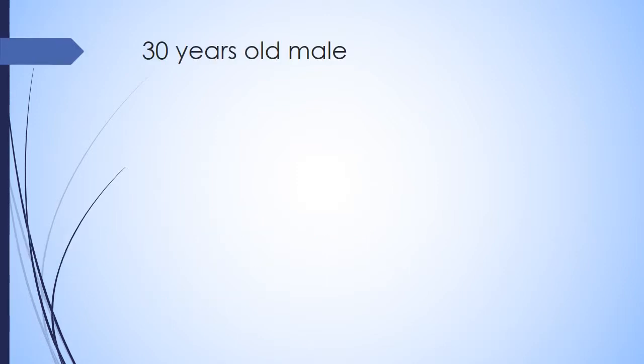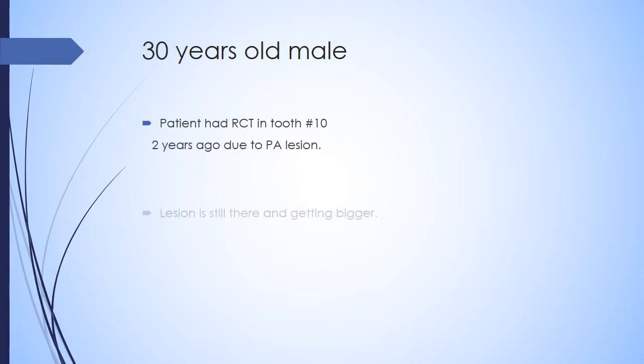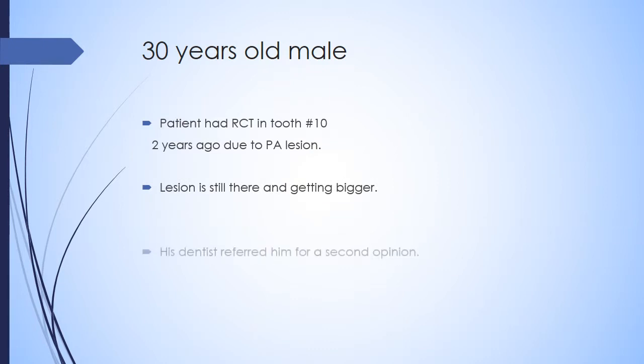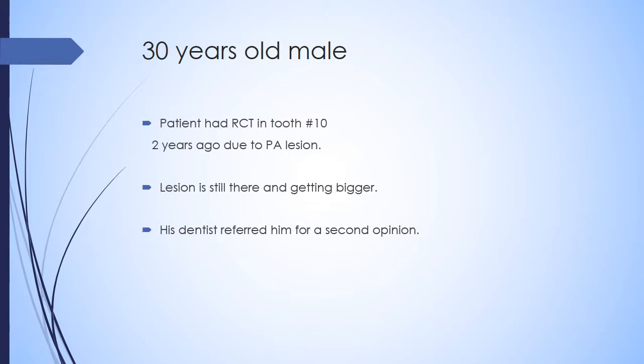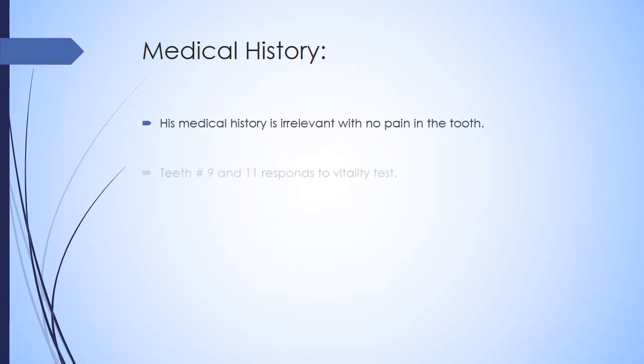Our patient is a 30 year old male complaining of a peri-apical lesion around tooth number 10. He had a root canal treatment 2 years ago, but the lesion is still there and is getting bigger. His dentist referred him for a second opinion. The medical history of the patient is irrelevant and he has no pain in the tooth.